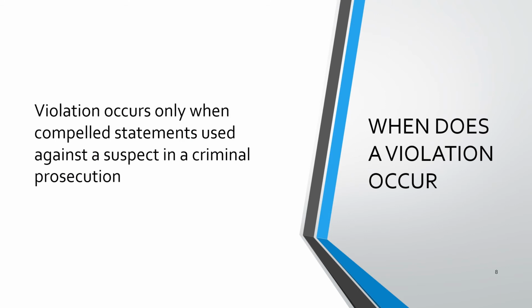When does a violation of the privilege occur? A violation occurs only when compelled statements are actually used against a suspect in a criminal prosecution. For example, in the case Chavez versus Martinez, while Martinez was being treated for gunshot wounds received during an altercation with a police officer, he was interrogated by Chavez, who was a patrol supervisor. Martinez admitted that he used heroin and had taken an officer's gun during the incident. At no point was Martinez given his Miranda warnings.